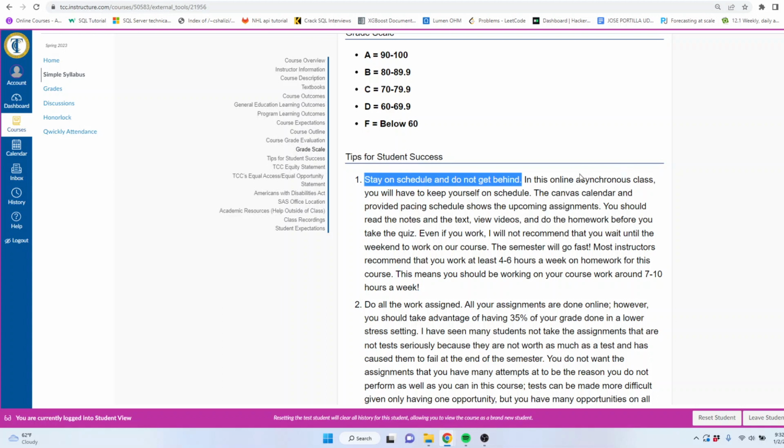That doesn't mean that you can just work this class whenever you want. There's a schedule, there are due dates, so you have to make sure you're staying on schedule. One thing I also would like to mention here is that in any math course, the recommendation is going to be about 2 to 3 hours of homework per 1 hour of lecture.